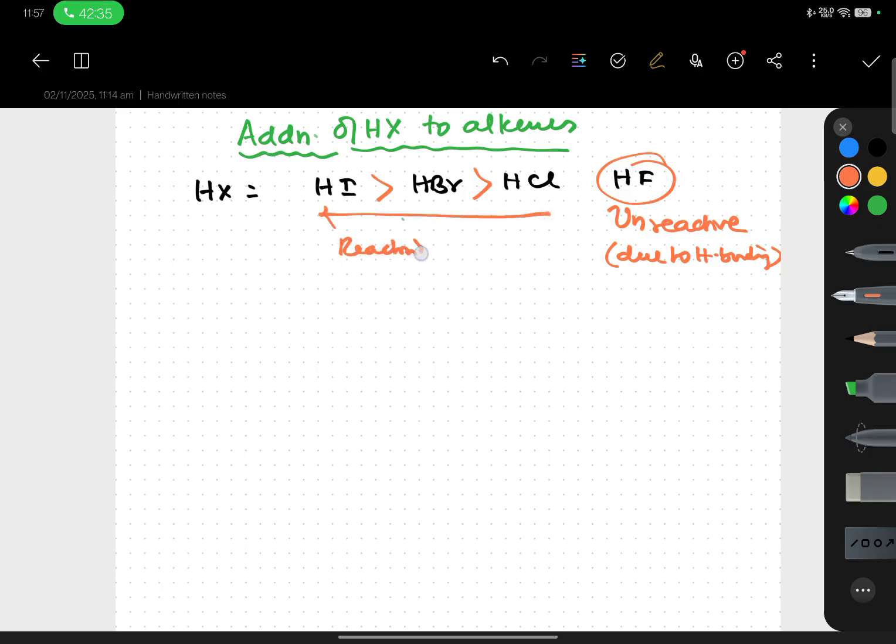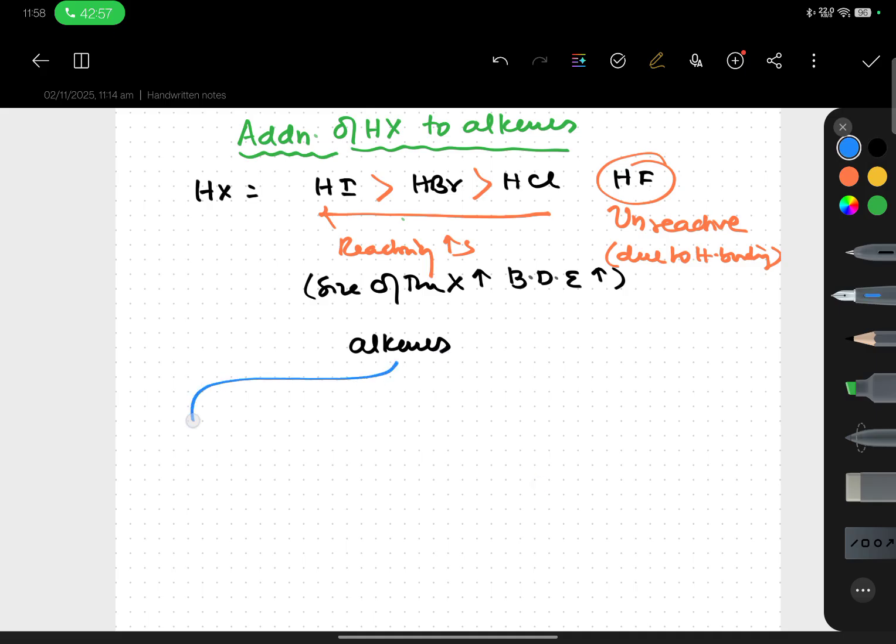So the reactivity increases in this direction for HX, because whenever the size of the X increases, bond dissociation enthalpy decreases. This is with respect to HX.